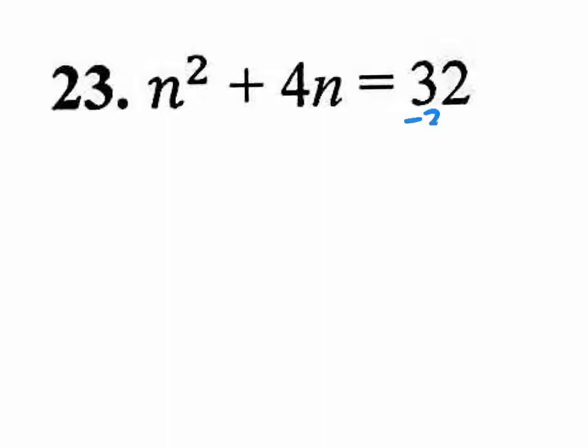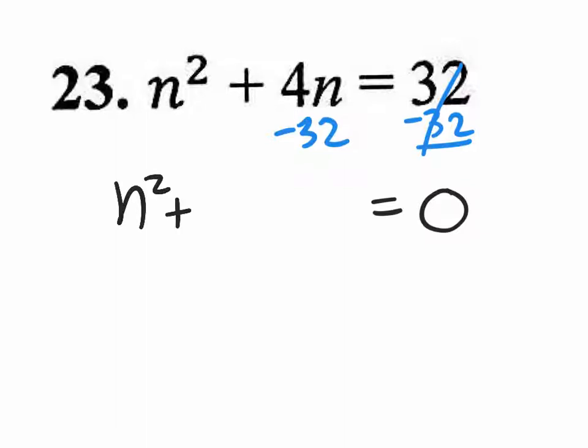We need to subtract 32, and then subtract 32 to be able to get the equal 0 part. Because the equal 0 is necessary for you to apply the zero product property. If you don't have the equal 0, then you can't apply the zero product property. Anyway, we cannot subtract 4n and 32. They're not like terms. You can't even do n squared minus 32. They're not like terms. So you're just going to rewrite this as a quadratic trinomial. So n squared plus 4n minus 32 equals 0.